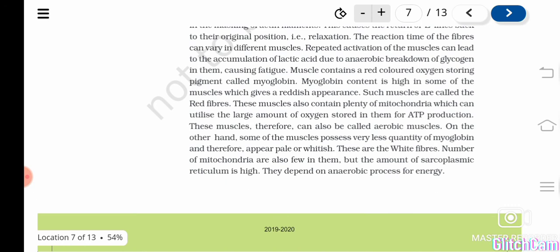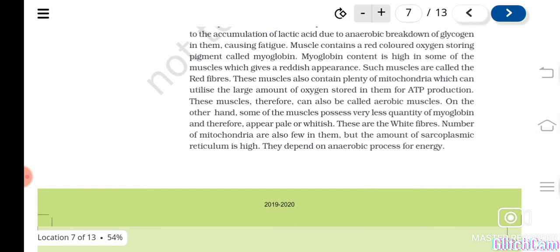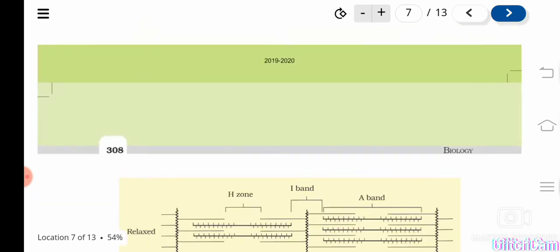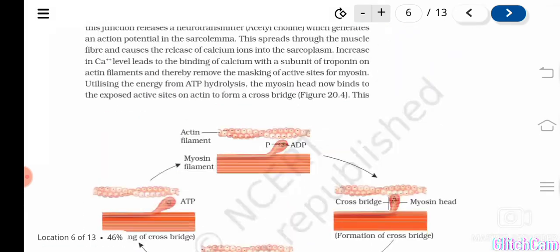And there are some other muscles where the myoglobin content is less, and they will appear pale or whitish, isn't it? So they are known as white fibers. They have less mitochondria, and they do their work anaerobically. They depend on the anaerobic process for energy. So this is the topic that you have to study in this chapter.